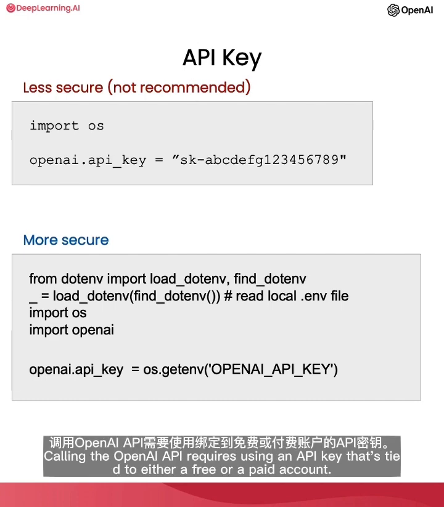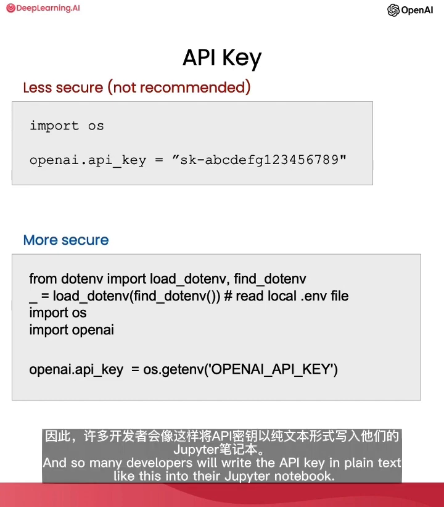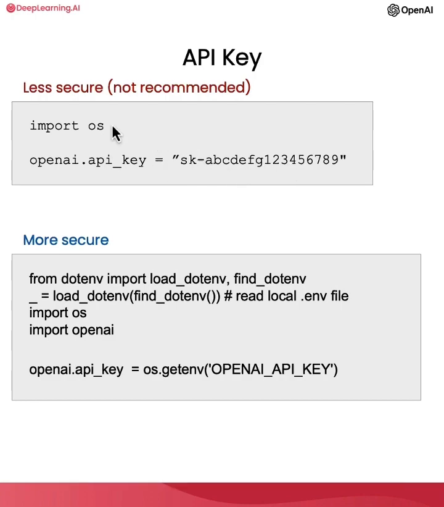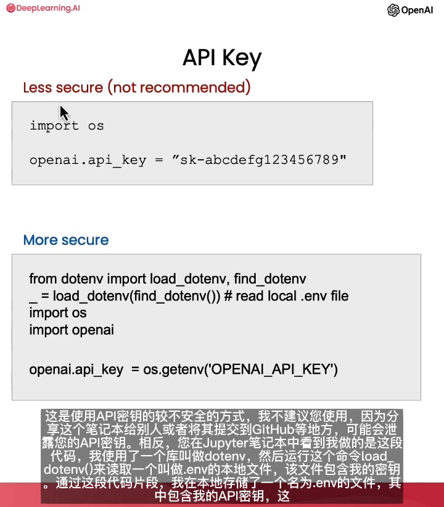Calling the OpenAI API requires using an API key that's tied to either a free or a paid account. And so many developers will write the API key in plain text like this into their Jupyter notebook. This is a less secure way of using API keys that I would not recommend, because it's just too easy to share this notebook with someone else or check this into GitHub or something and thus end up leaking your API key to someone else.